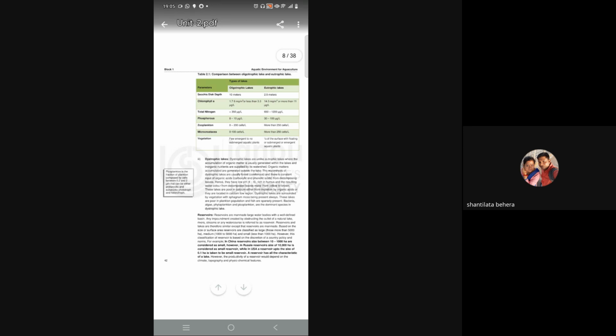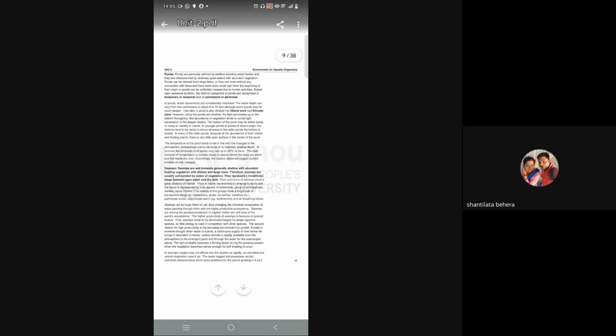More than 5000 hectare comes under large reservoir. Medium is 1000 to 5000 hectare. If the area is between 1000 and 5000 hectare, that is a medium reservoir, and a small reservoir is less than 1000 hectare. So if it is more than 5000, that is known as large; medium is 1000 to 5000; and small is less than 1000. So according to size, reservoirs are classified into three.